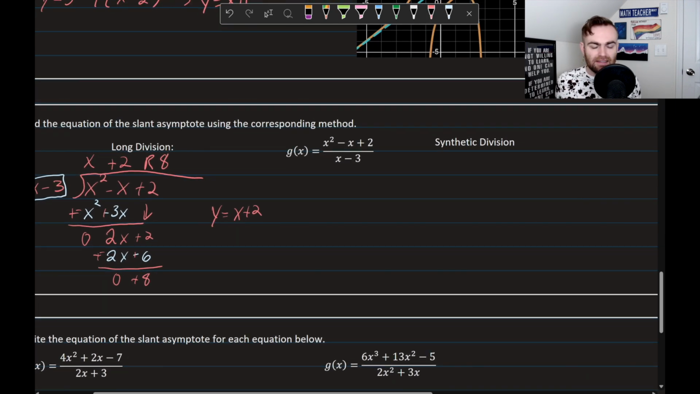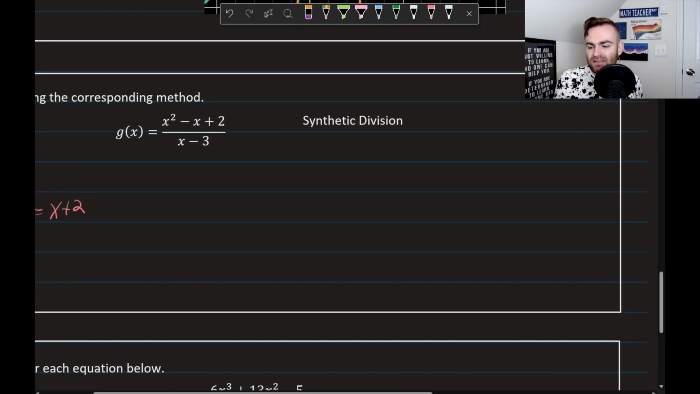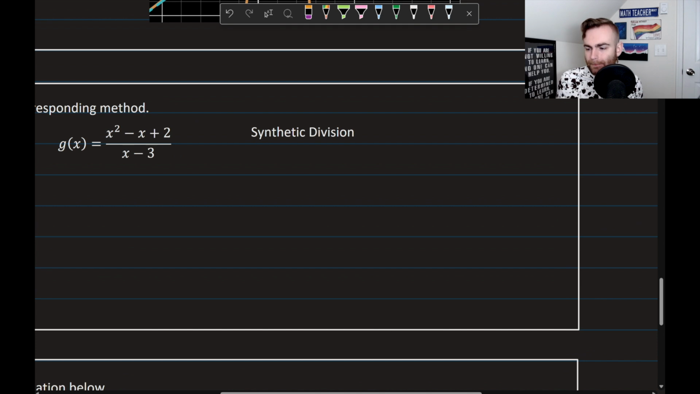So that one's really nice if you have something huge being divided by something huge. You can kind of do it without having to think. It's a mindless algorithm, really. Synthetic division's a little bit different and has some nuance.